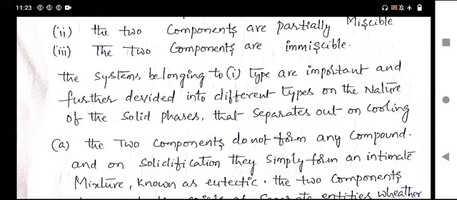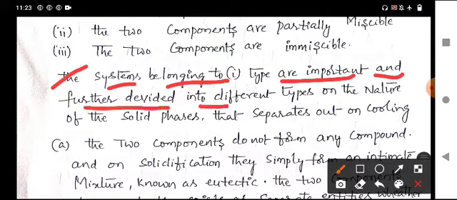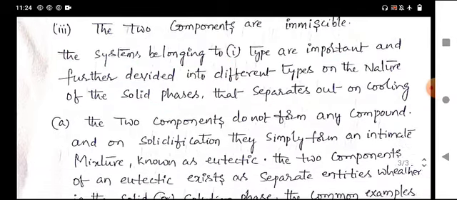So the system belonging to type 1 is miscible. The systems belonging to type 1 are very important, and these are further divided into different types based on the nature of the solid phases that separate out on cooling. On the nature of the solid phases which separate out on cooling, the first type systems are further divided into three types.